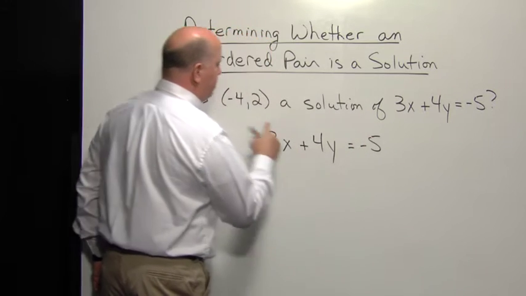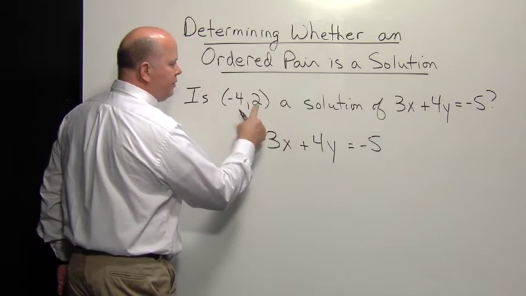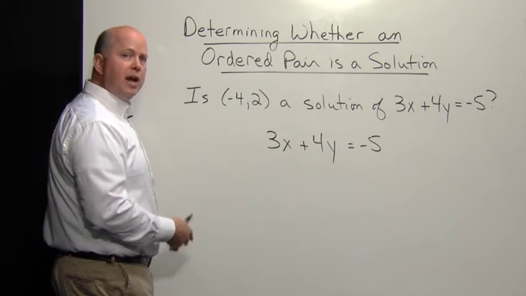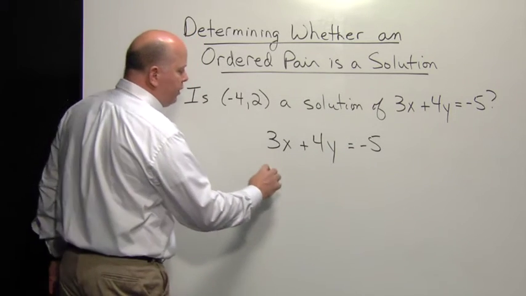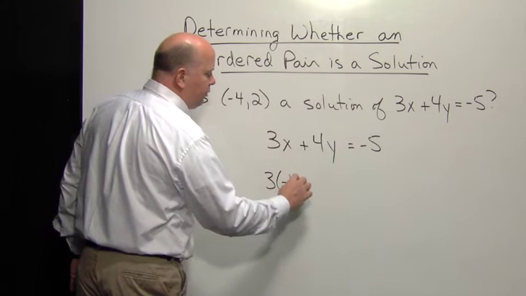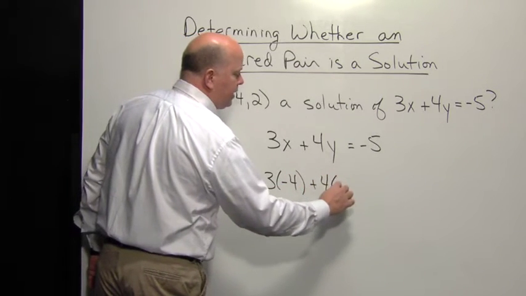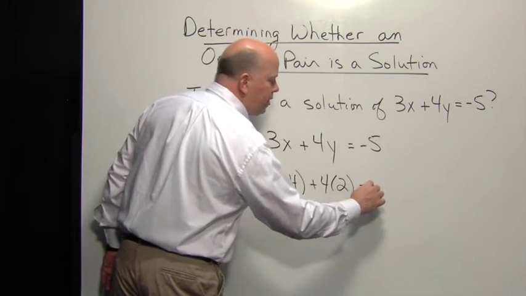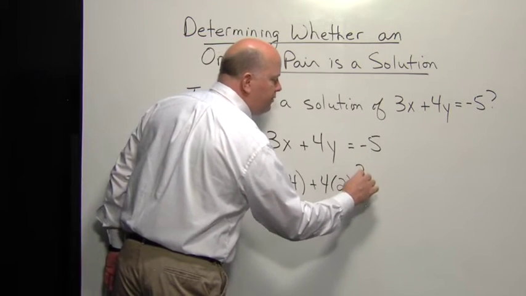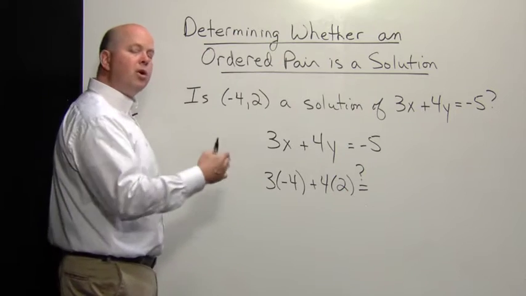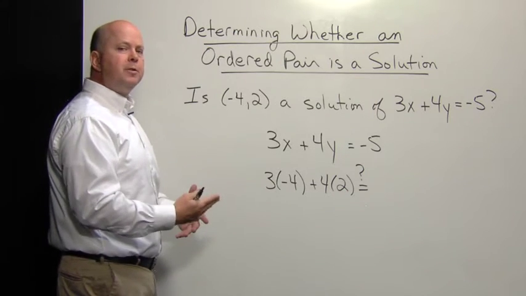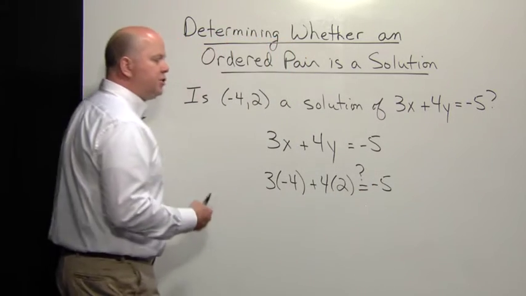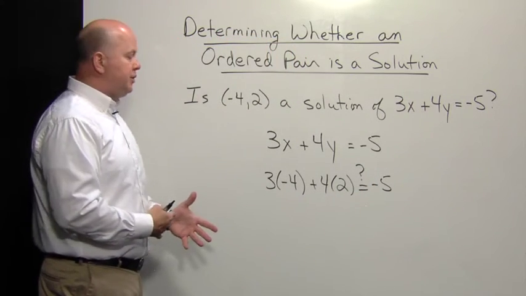x and y. So this would be our x value, this would be our y value, and we determine whether it's a true statement or not after our simplification. So we would have 3 times negative 4 plus 4 times 2, that's our x value and that's our y value, and we want to know if this equals. So when you have your equal sign there, throw a question mark on top because we don't know if it's a true statement or not yet. And then we say that we're not sure if it equals negative 5, but that's what we wanted to determine.